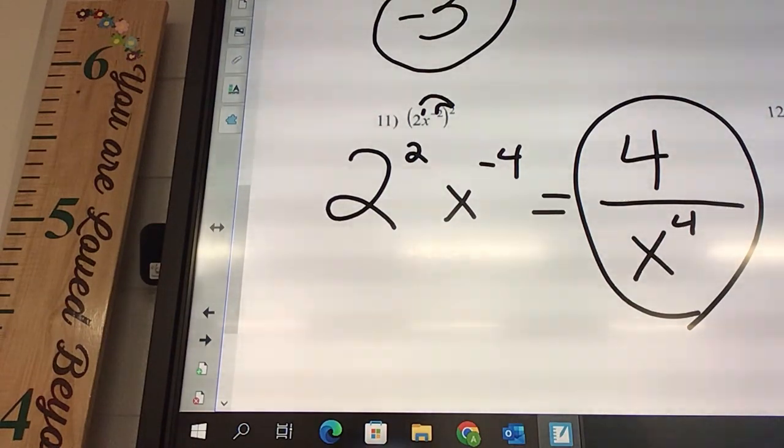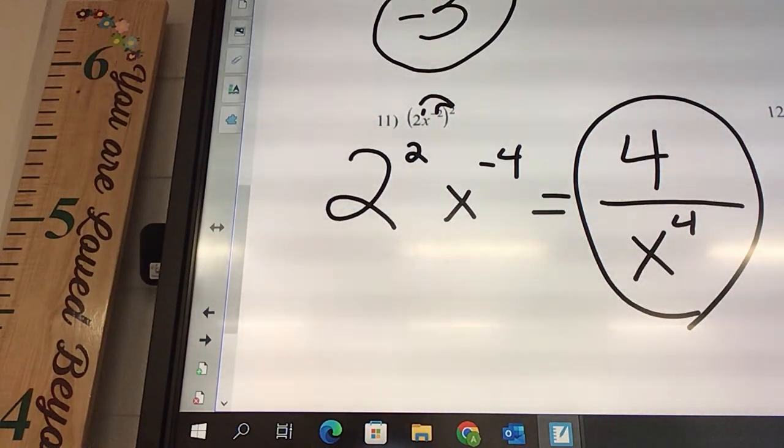Okay, all of these rules are all the same as what we've already done all week. The only difference is if there's negatives. That's the only difference of what we're doing today.